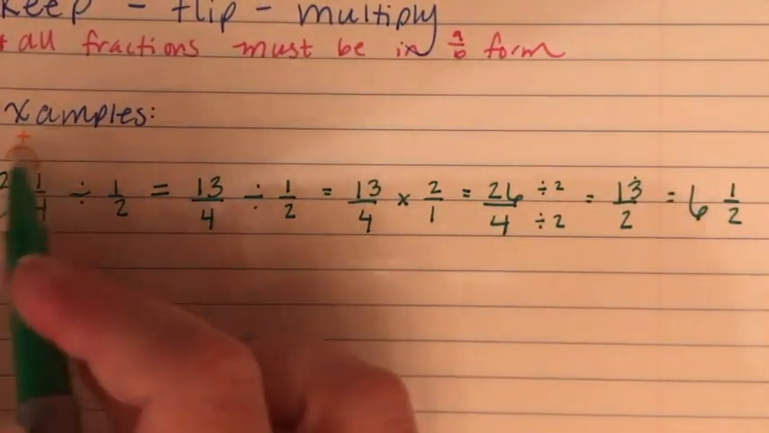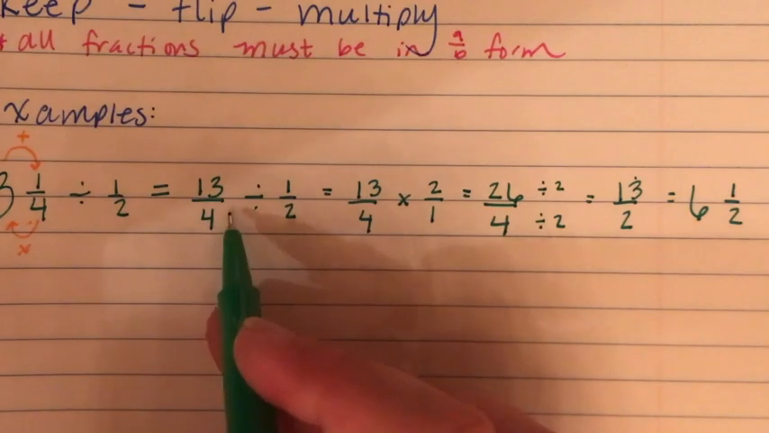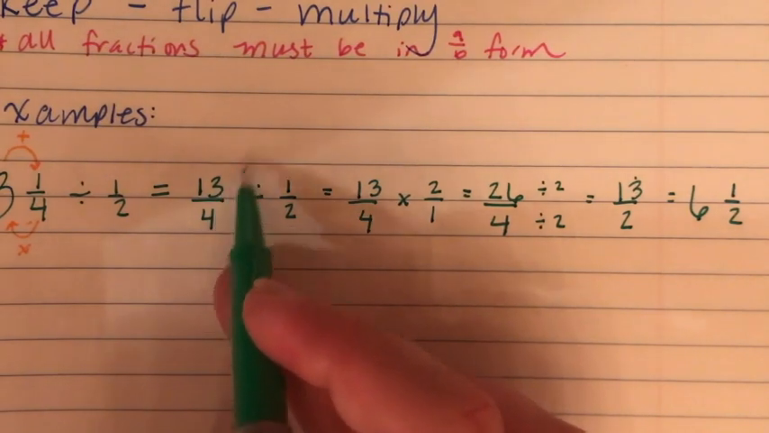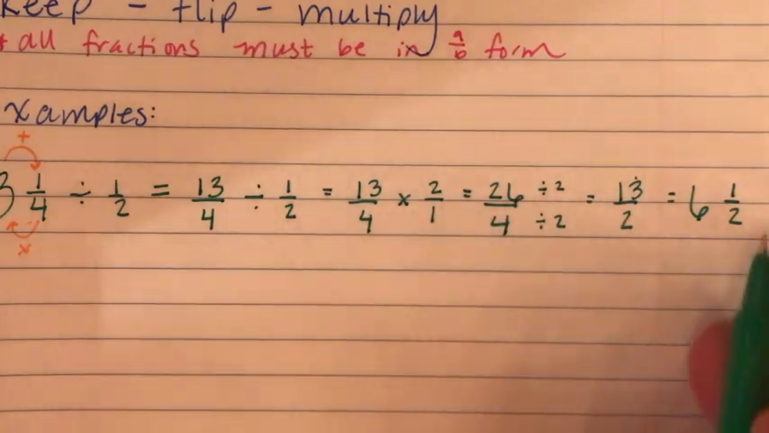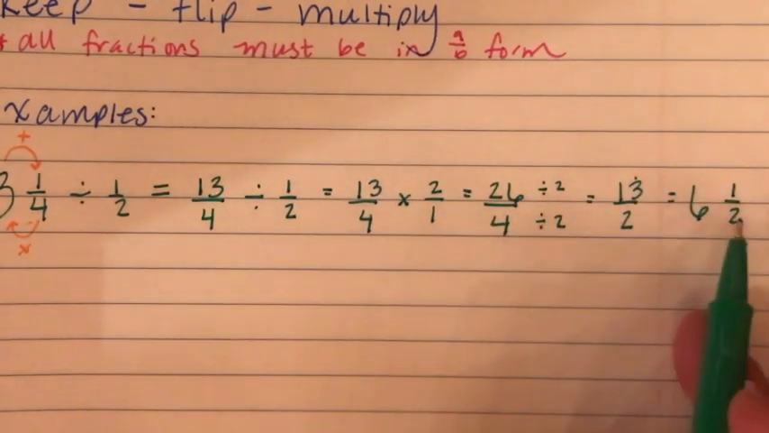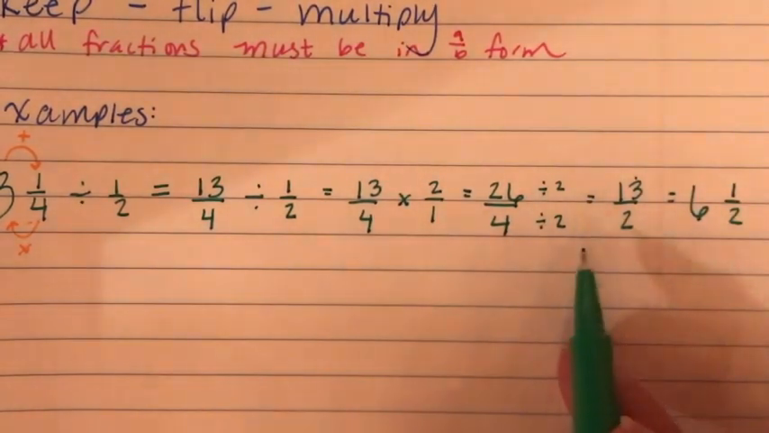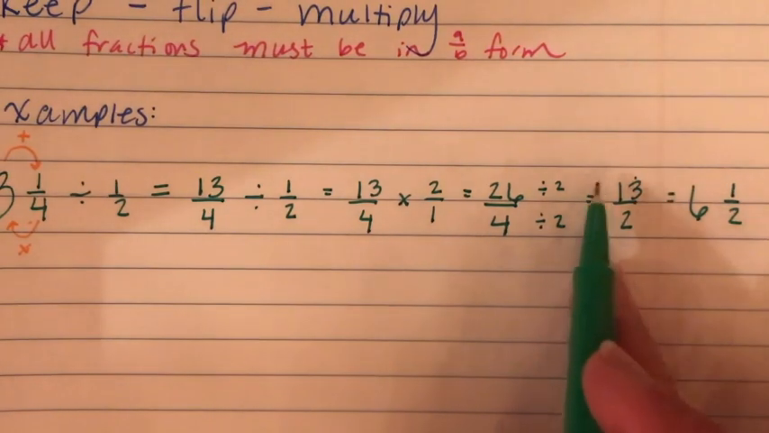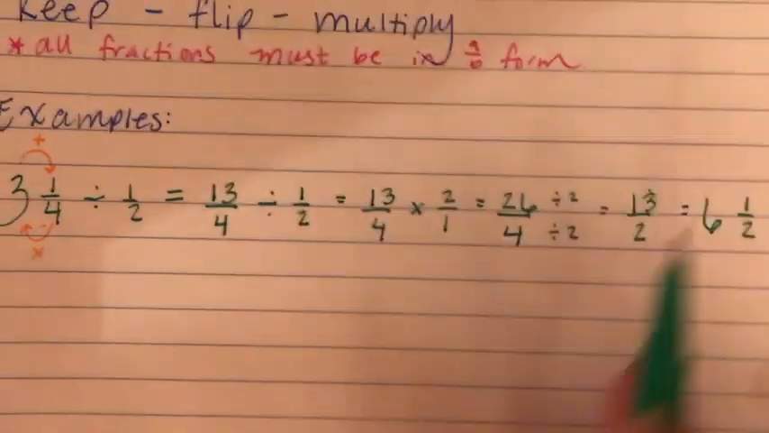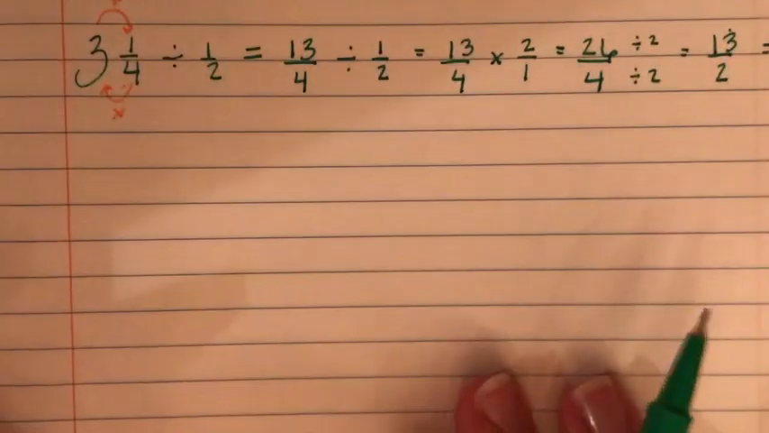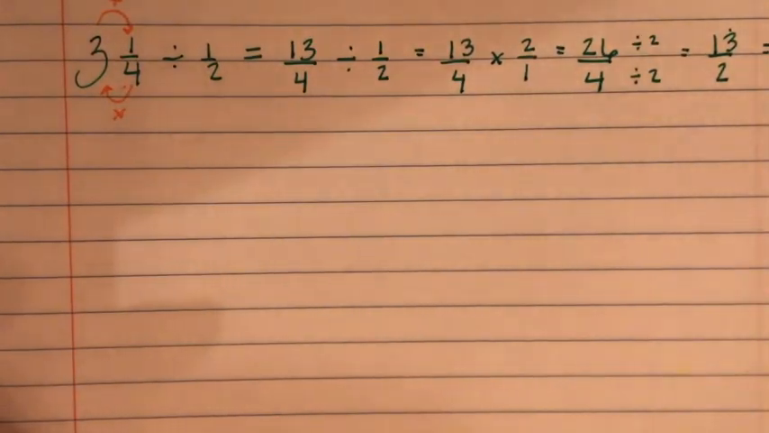So again, convert everything to an improper fraction, keep, flip, multiply, and then obviously you need to reduce and do all those things. Depending on the way that the problem's set up, if you're asked for an improper fraction, this would be your correct answer. If you're asked for a mixed number, this would be your correct answer. Okay, let's do another one.